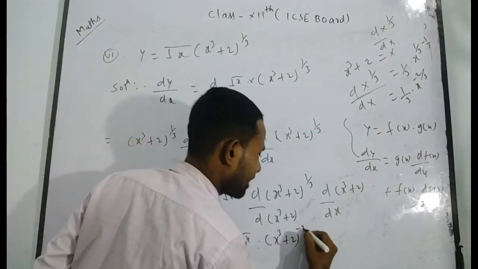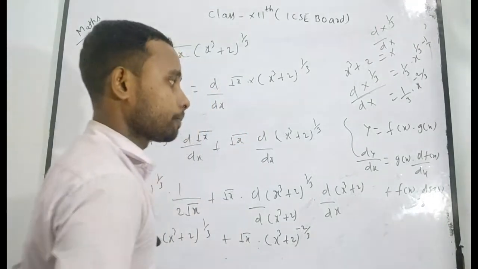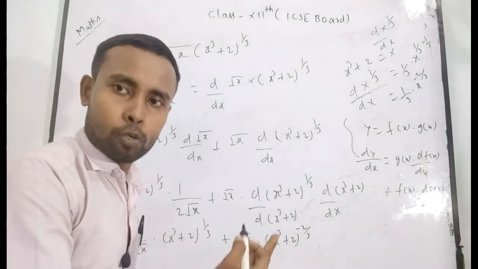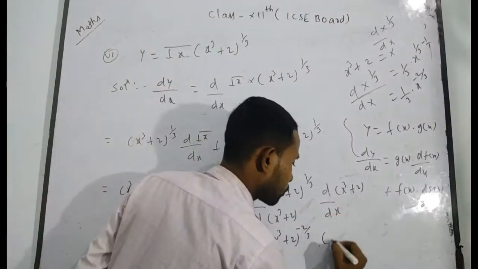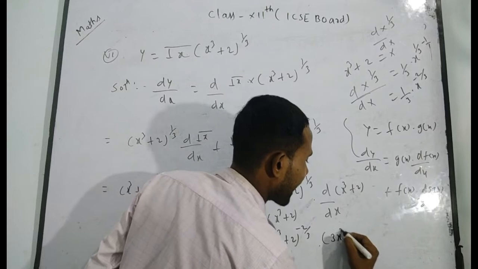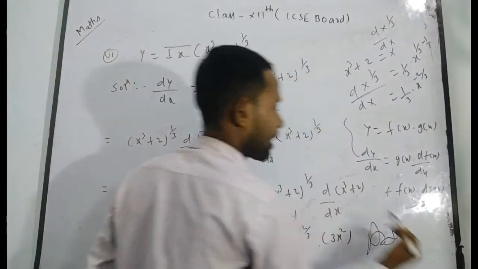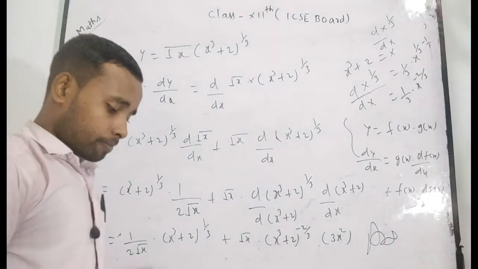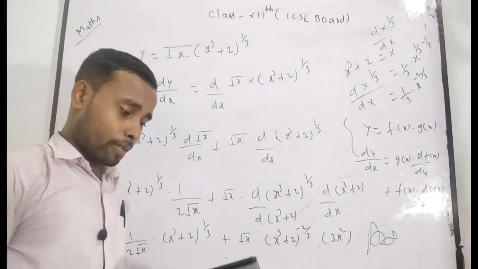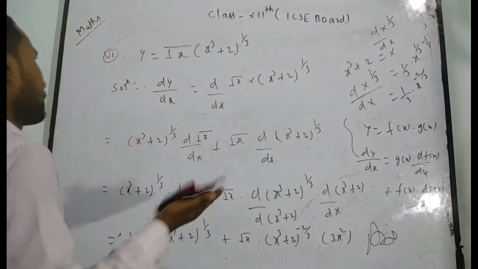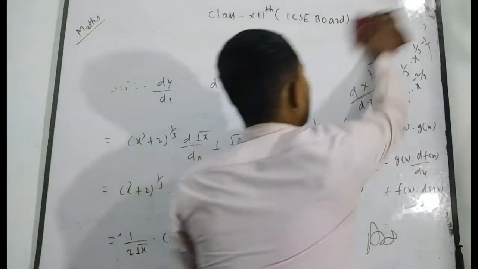You can write it as into derivative of x cube plus 2, which will be what? Derivative of x cube with respect to x will be 3x square and derivative of 2 will be 0. So this is your final answer. I think you understand very well. Now I want to take next problem, which is the last of this problem number 1.